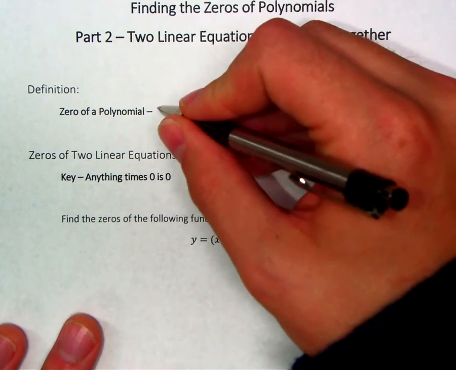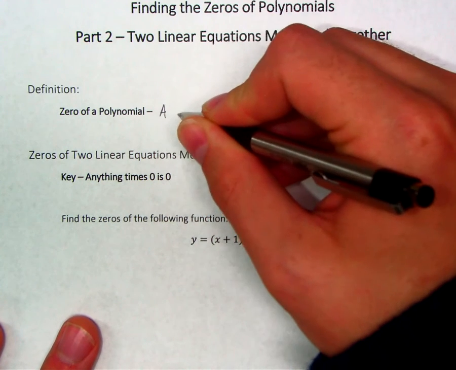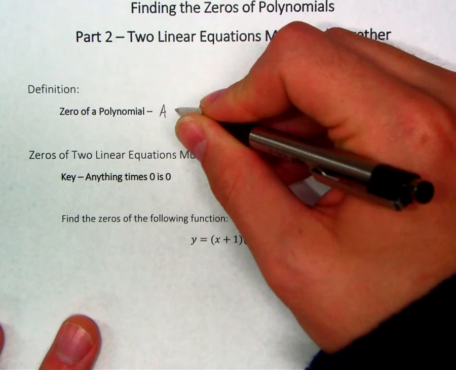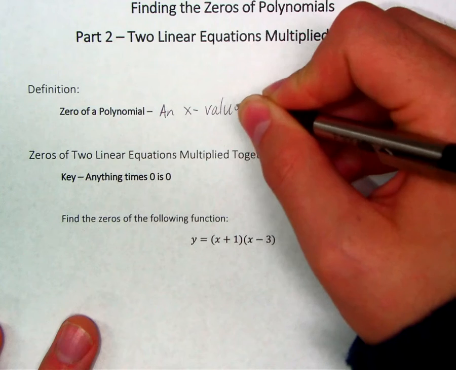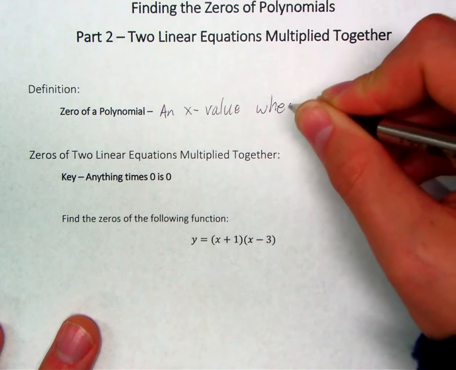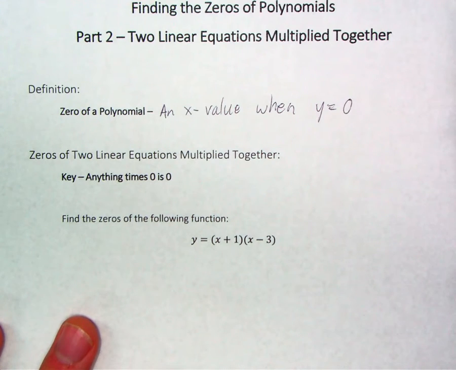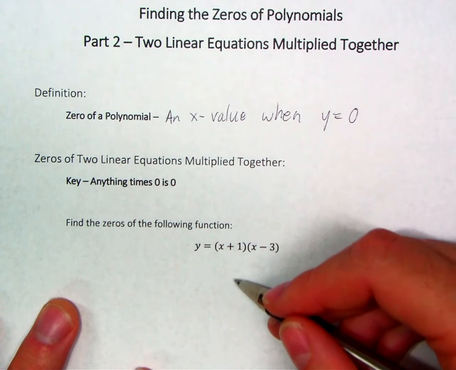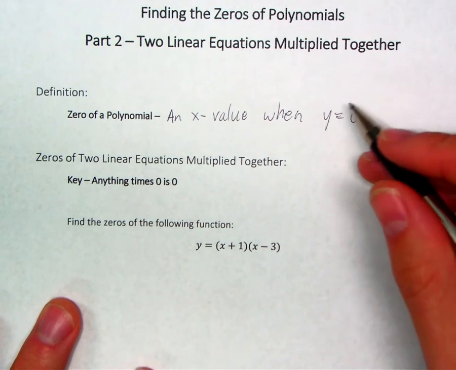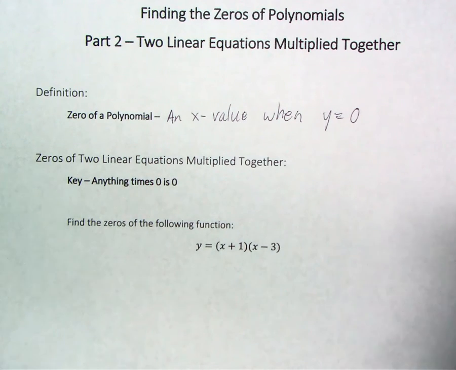So let's remind ourselves first, what is a zero of a polynomial? It's from last video. A zero of a polynomial is an x value, something that x equals, when y is equal to 0. So just like last time, we want y to equal 0, and then we want to figure out when y equals 0, what do the x's equal? And whatever that is, that's my 0. That's a 0 of the polynomial.